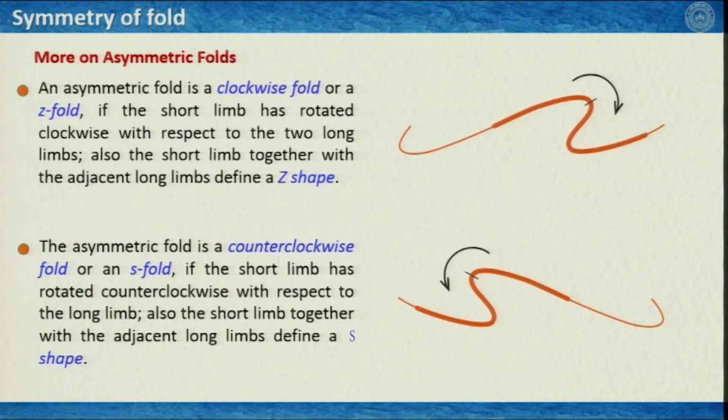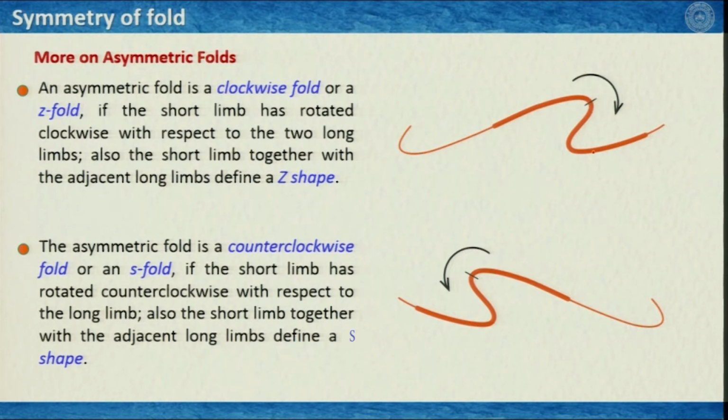Asymmetric folds can be clockwise or anticlockwise. An asymmetric fold is a clockwise fold or a Z fold if the short limb has rotated clockwise with respect to the two long limbs. Also, the short limb together with the adjacent long limb defines a Z shape. Let us have a look at this illustration.